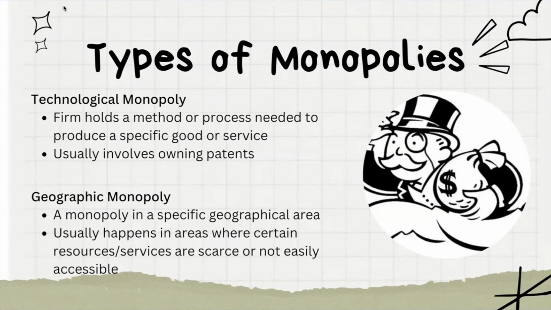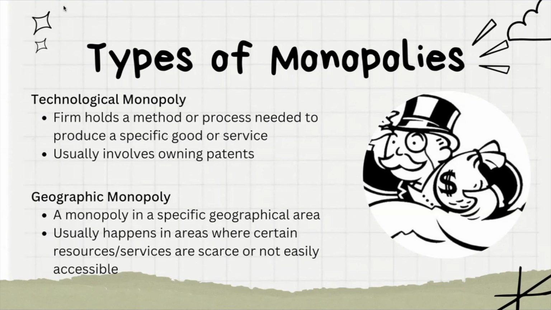The next type of monopoly is going to be technological monopoly. This monopoly often occurs when firms hold a method or process needed to produce a specific good or service, usually involving owning patents or specific producing techniques that are kept secret and never told to anyone.